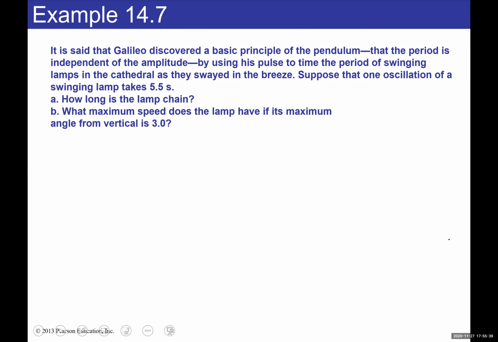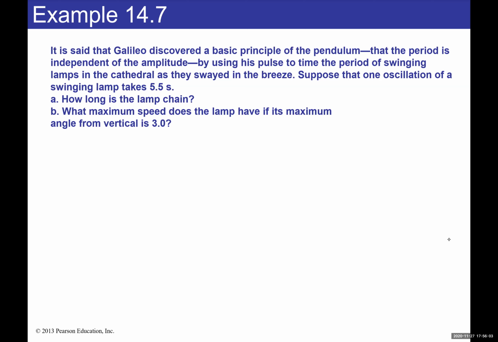Okay. So I have an example. It is said that Galileo discovered the basic principle of the pendulum, that the period is independent of the amplitude, as I mentioned, by using his pulse to time the period of swinging lamps in the cathedral as they swayed in the breeze. Suppose that one oscillation of a swinging lamp takes 5.5 seconds. How long is the lamp chain?